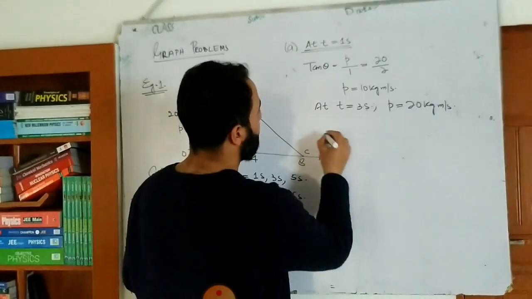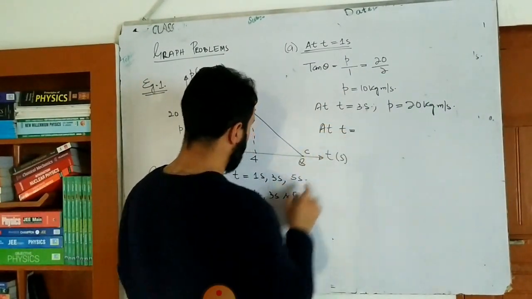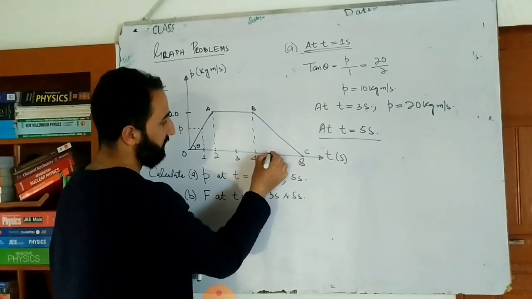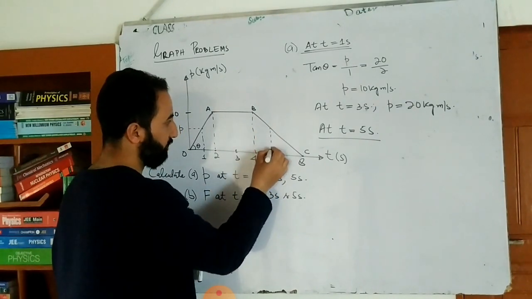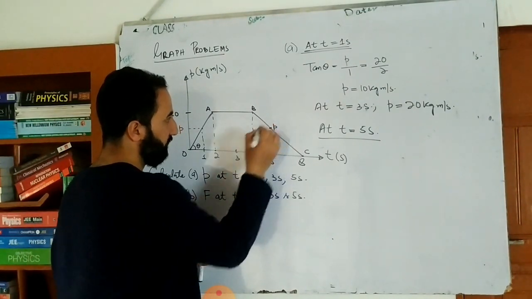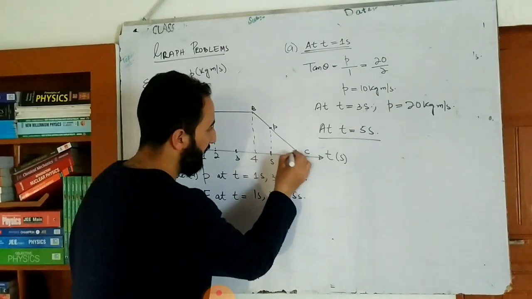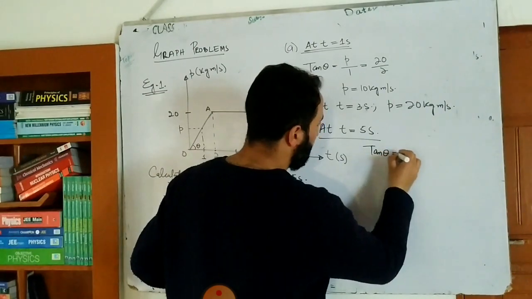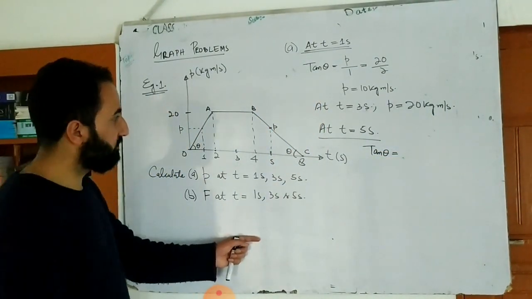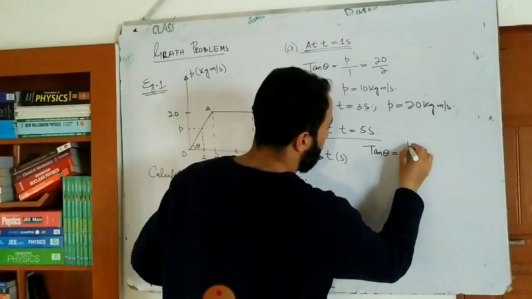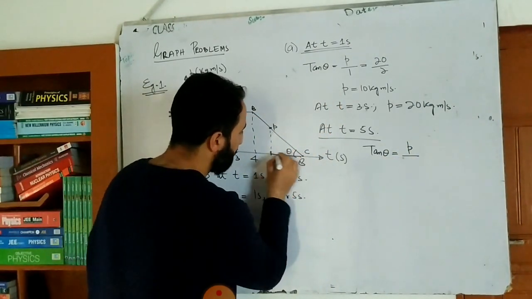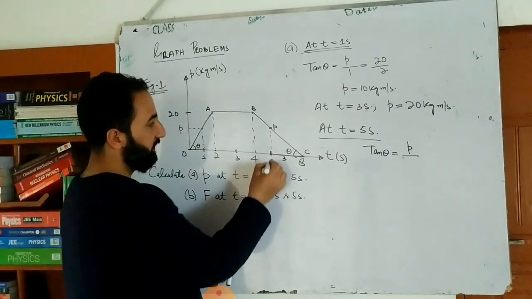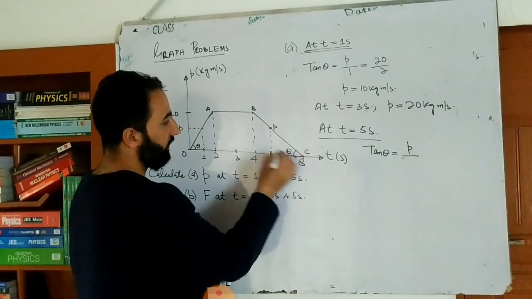Then we have to calculate the momentum at t equal to 5 seconds. So 5 seconds will be somewhere here. Again, suppose this is momentum P, and suppose this angle here is theta. Now I will calculate again tan theta. Tan theta will be perpendicular divided by base. In the smaller triangle the perpendicular is P, divided by this base. This here is 5 and this is 8, so 8 minus 5 will be equal to 3.